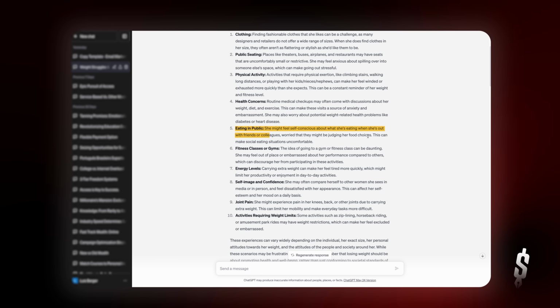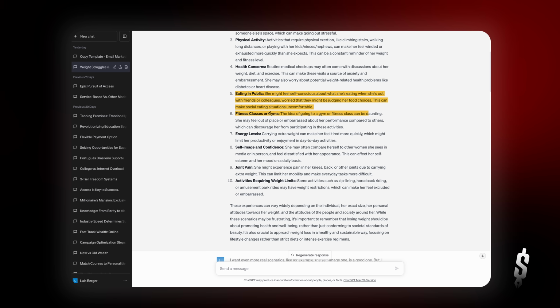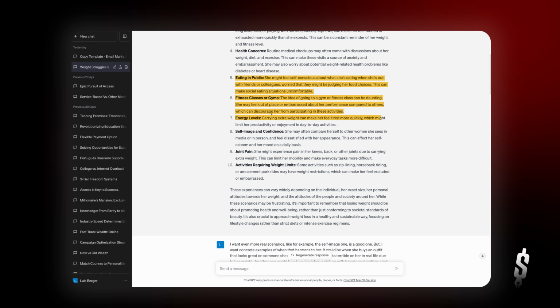Now, eating in public. She might feel self-conscious and feel that people are judging her while she's eating out with friends or colleagues, worried that they might be judging her food choices. This can make social eating situations uncomfortable. That's another interesting one. Fitness classes or gyms. The idea of going to fitness classes or the gym can be daunting because she might feel out of place and embarrassed, and so on. Energy levels. Carrying extra weight can make her feel tired more quickly, which might limit her productivity or enjoyment.